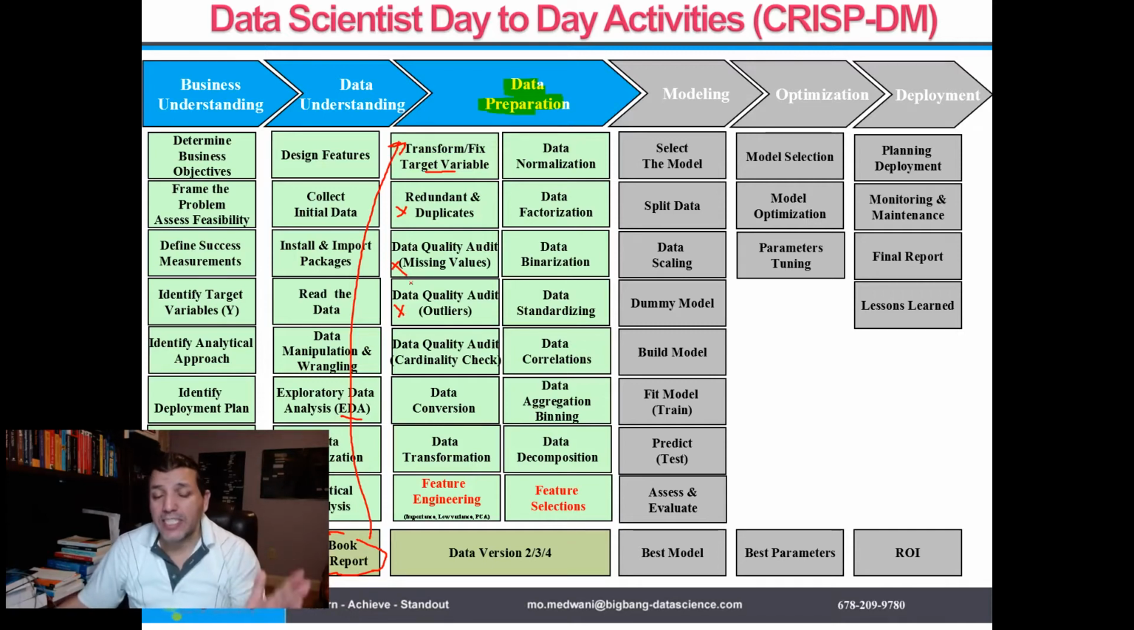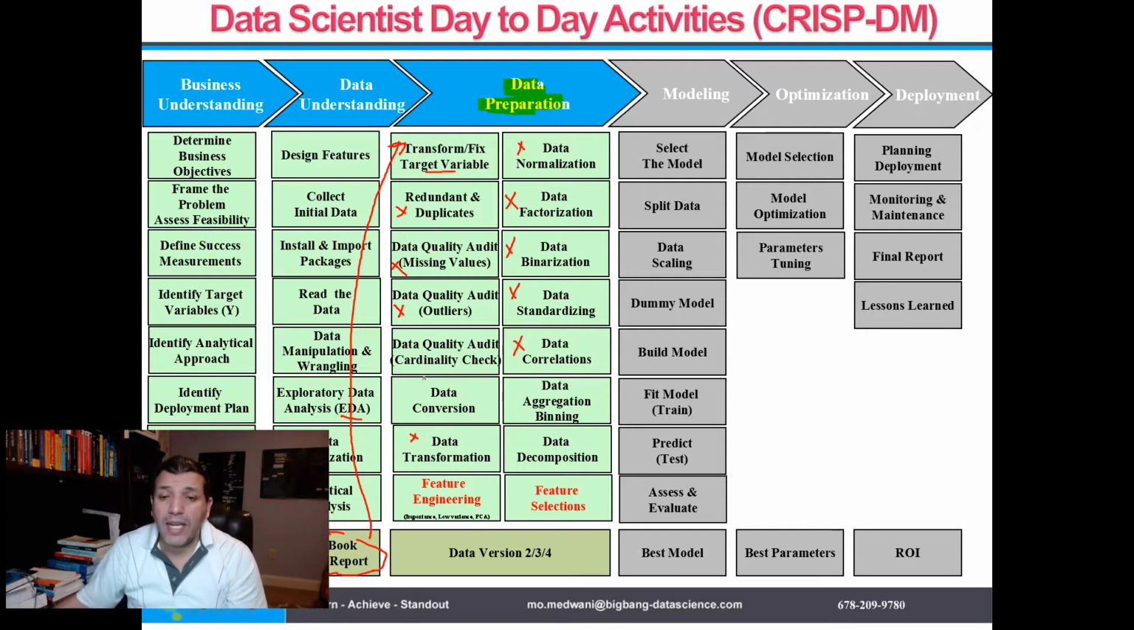To fix this type of problems, we could use normalization, factorization, binarization, standardization, correlation analysis, etc. So there are a lot of data transformations. And by the way, you really don't have to use all of these. You could use only the transformation method that fits your need. But these are some of the transformations that you might need to try to determine which one is better.